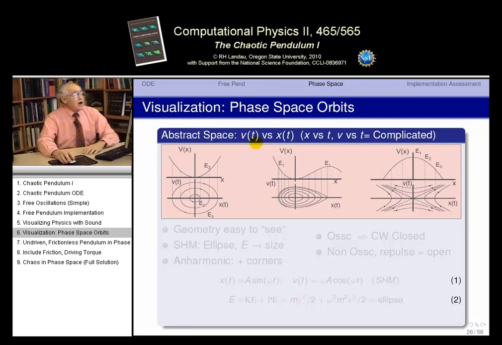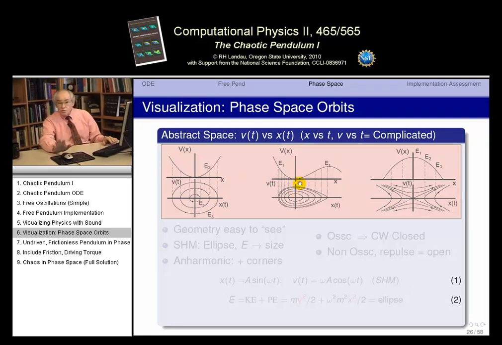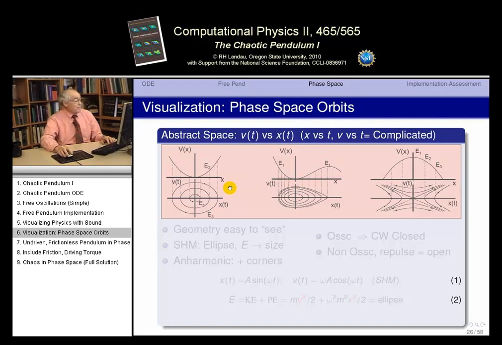Some books, and sometimes it might not be velocity, it might be momentum and position, but usually that just differs by an m or an i, so don't worry about that. Okay? So here we have 3 phase space plots. They're easier to look at than to say. And the first one, let's start on the left here. The first one is what we have for simple harmonic motion.